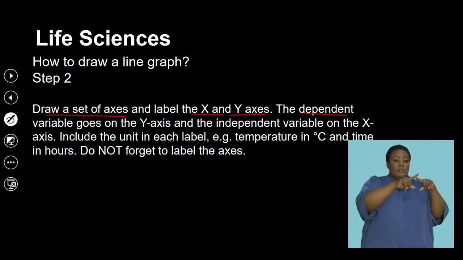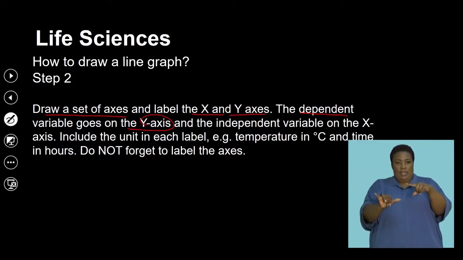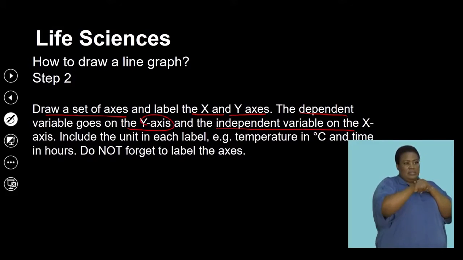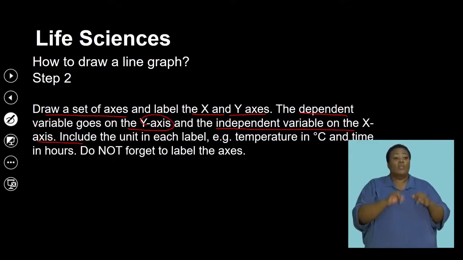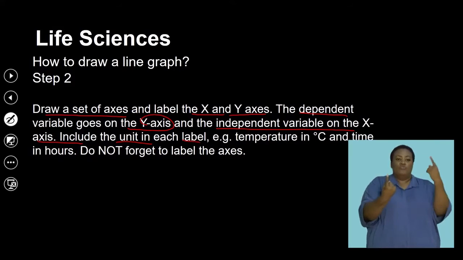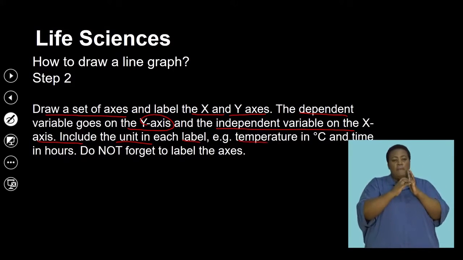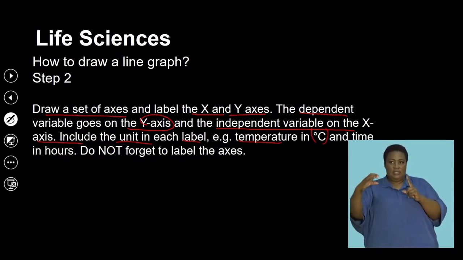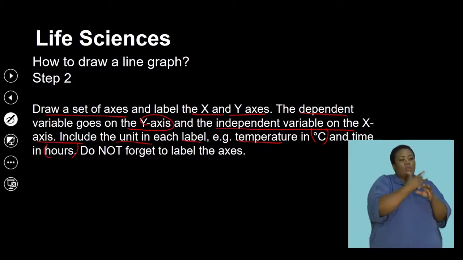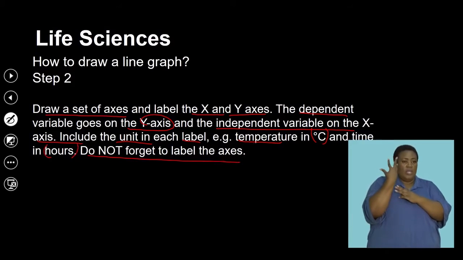The dependent variable goes on the y-axis, and the independent variable goes on the x-axis. Include the unit in each label. Example, temperature in degrees Celsius and time in hours or minutes. Do not forget to label the axes.